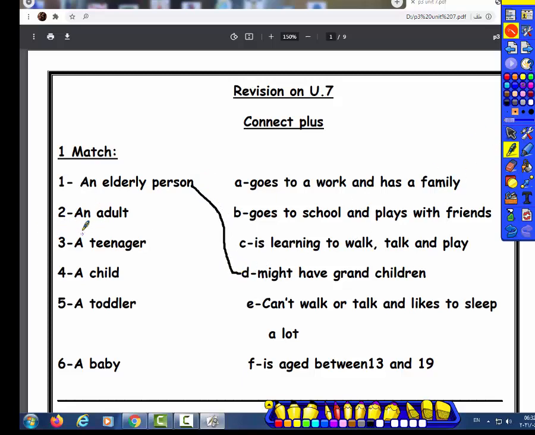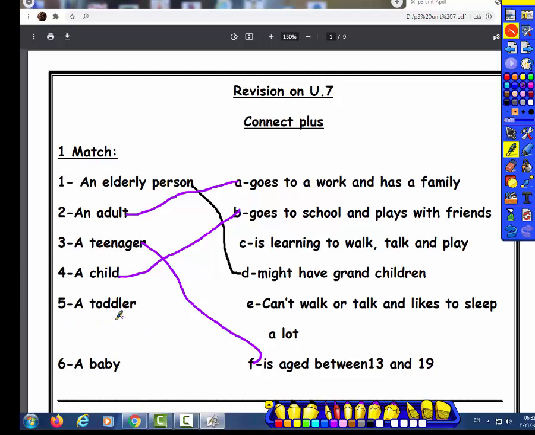Number 2. An adult like your father and mother. An adult like your parents. An adult goes to work and has a family. Number 3, a teenager. Teenager is a person aged between 13 and 19. Number 4, a child. A child goes to school and plays with his friends. Like you are in primary 3, so you are children.